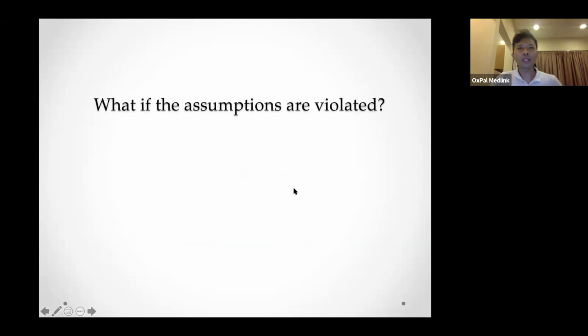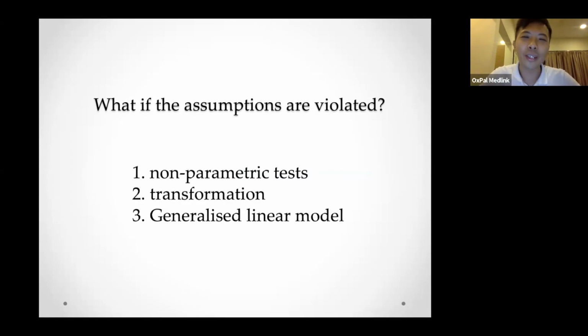Great. So what if the assumptions of the parametric test are violated? That's when we use the non-parametric test. Okay, so that's the difference. Parametric tests have the 3 assumptions, and if we check for any of the assumptions and they are violated, then we use the non-parametric test.